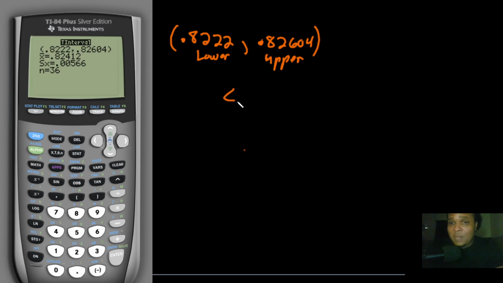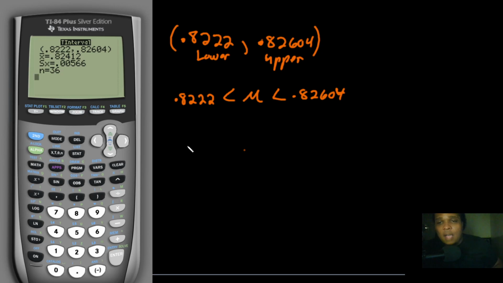Now we're dealing with means. You can write it this way as well with the two alligator mouths. Remember, these are like alligator teeth. Big kids call these inequalities. I remember them as alligator mouths. Anyway, you can put the 0.8222, put the 0.82604. It's the same thing, just written a little bit differently, right?